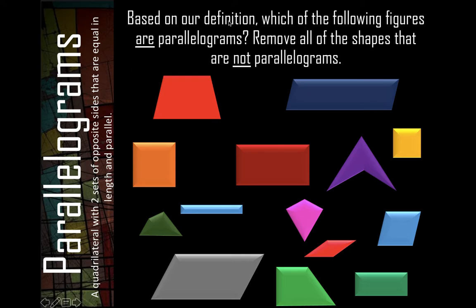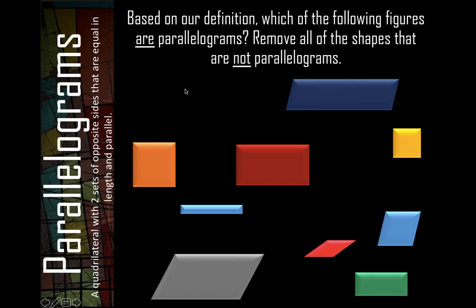So, based on our definition, which of the following figures are parallelograms? Remove all of the shapes that are not parallelograms. If we look at this one, we know that this is not a parallelogram because if we draw out the lines of our opposite sides, they are going to end up crossing eventually. They're not straight up and down. But our top and bottom are straight across. So it has one set of parallel sides. We know that a parallelogram has two sets. So this shape right here is not a parallelogram.